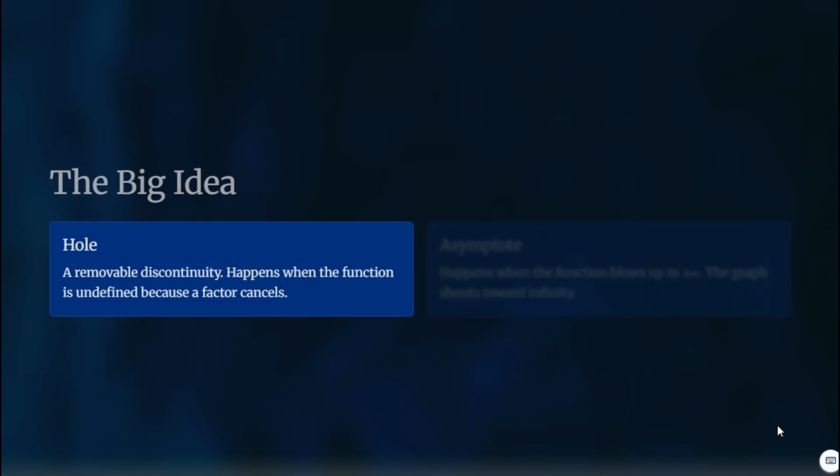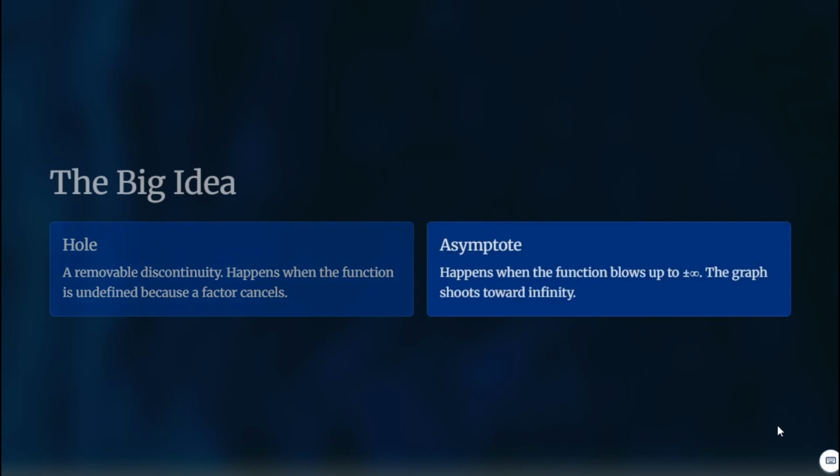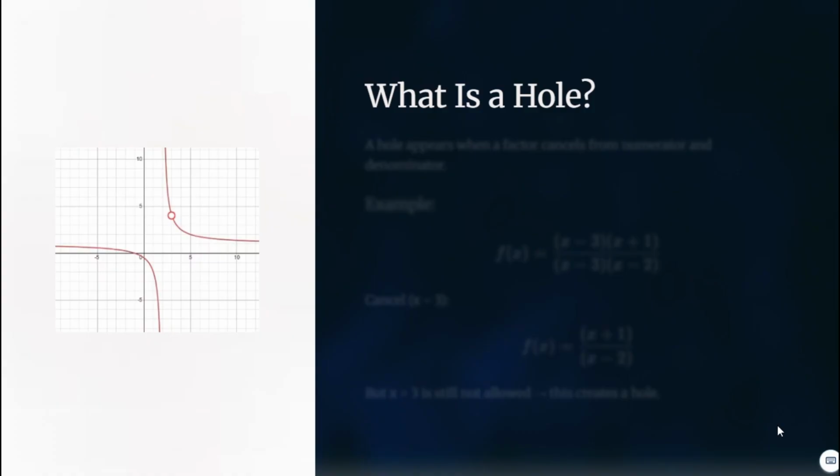It happens when the function is undefined because a factor cancels. And an asymptote happens when the function blows up to plus or negative infinity. The graph shoots towards infinity. Once again, a hole appears when a factor cancels from numerator and denominator.